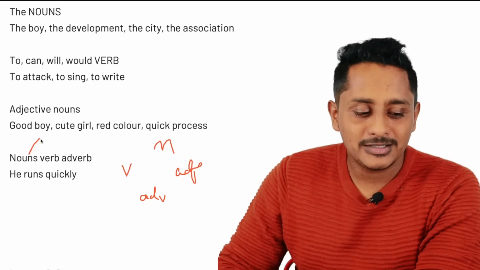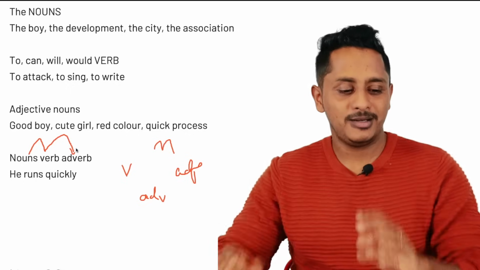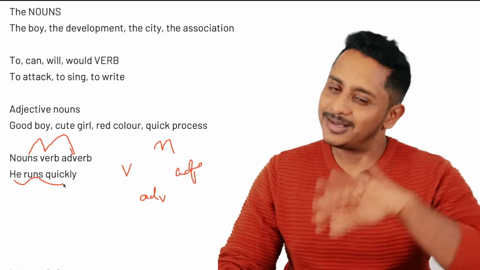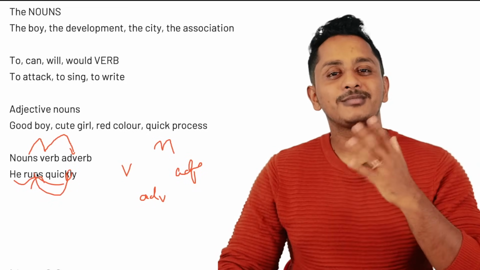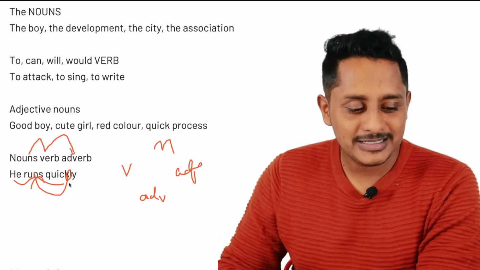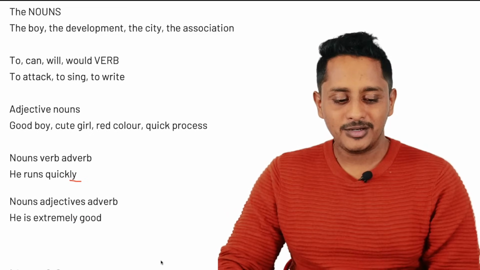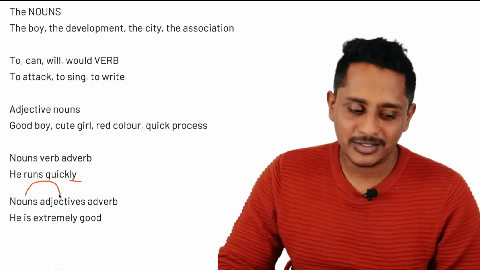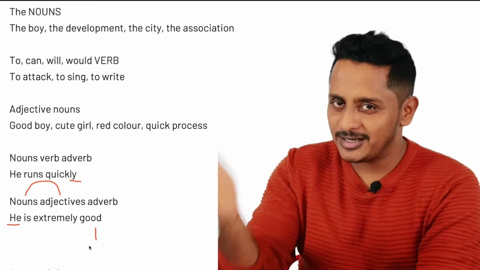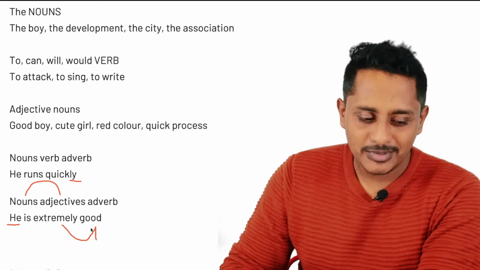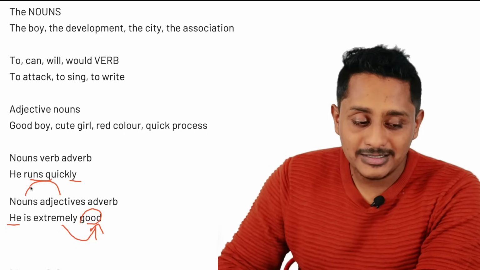So this is a noun. This is a verb. Adverb comes for a verb. It could be after it or before it, doesn't matter. See, he runs quickly or he quickly runs, but this quickly is coming to runs. So after a verb, adverb comes. Mostly adverb ends in ly. The same way, after a noun or before a noun, adjective comes. He is good or the good boy. I'm just writing it after for simplicity's sake. He is extremely good. Now good is an adjective. Before an adjective, adverb came. Runs is a verb.